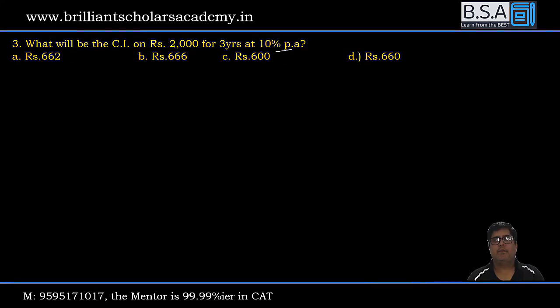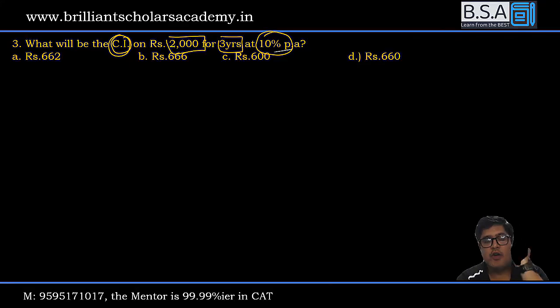What will be the compound interest on 2000 rupees for 3 years at 10% per annum? Compound interest, CI. Take 1 to 2 minutes. You should solve so many questions of this kind that you could answer it pretty much verbally. It is possible to answer this question verbally.